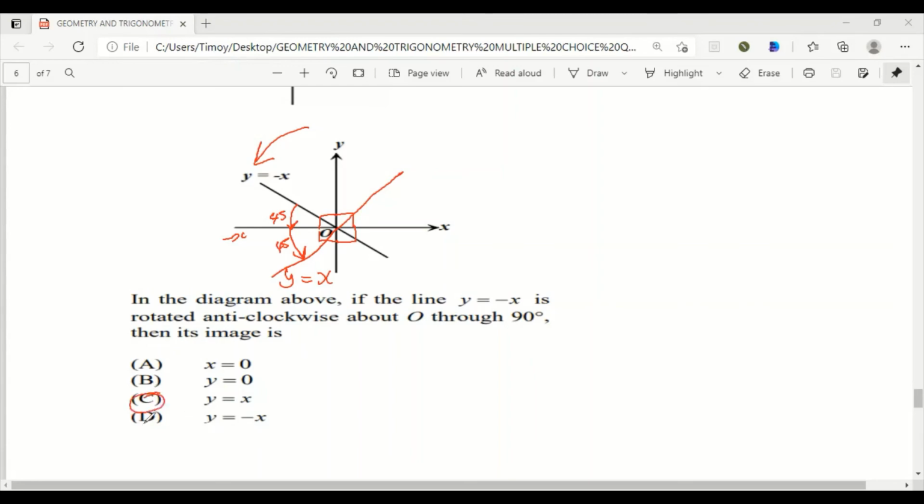All right? Now, the answer could not be A. Another name for the y-axis is x equals 0, so A could not be the answer. Another name for the x-axis is the line y equals 0, so B could not be the answer. And note, they just repeat the equation here, y equals minus x. You can't rotate it 90 degrees and get the same line, so D could not be the answer either.